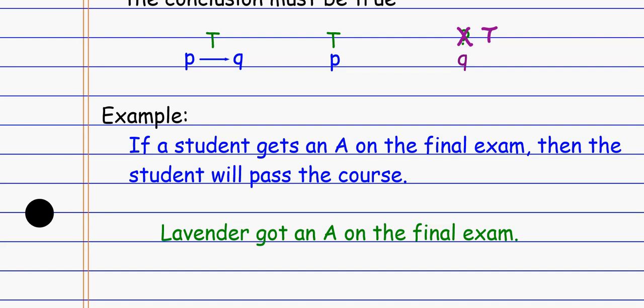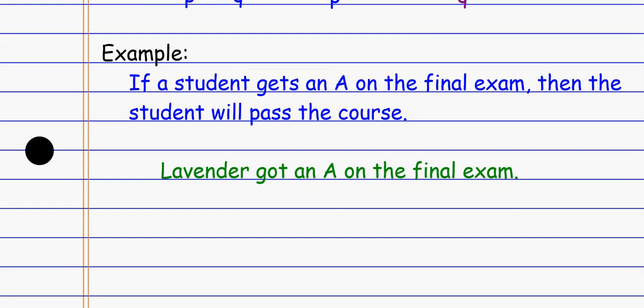Here's the thing. If that original conditional statement is true, if she gets an A, she's going to pass, well, she got an A. Now what do we know must be true? We know that Lavender's going to pass the course.